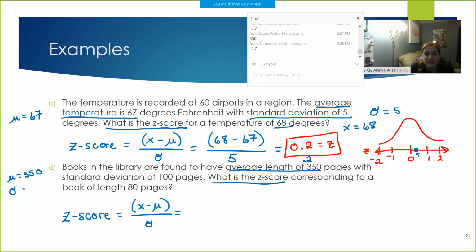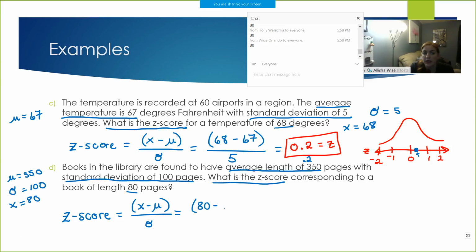What is our standard deviation here? Looks like it's given to us. 100, yeah. Okay, and then x is what we're trying to convert. So x is the original length, which is 80 pages. Very good. So I'm just going to plug that in real quick. Looks like some of you have already done it, and that's okay.